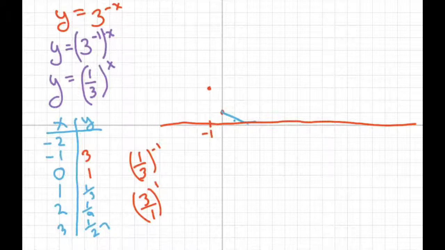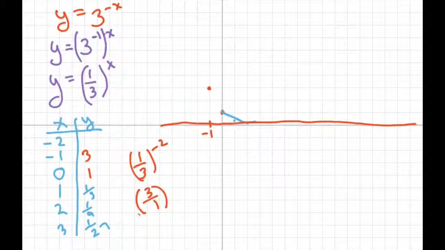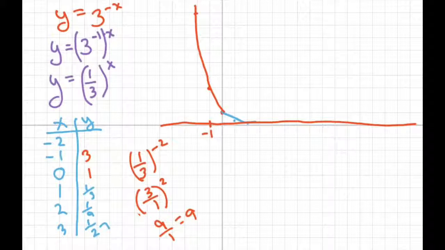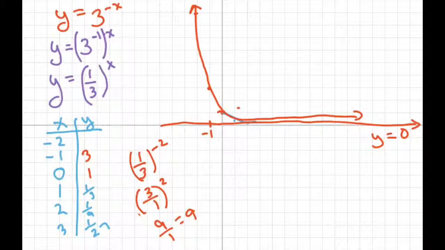And let's try negative 2. So you have negative 2. So I'll put a negative 2 here. So what you do is just switch this around and take away the negative. So put 3 over 1. And then put the 2. So that's going to be 9 over 1, which is just 9. So negative 2 goes to 9, which is way up here. And then it just graphs like this and goes this way. Okay? And it gets closer and closer to this y equals 0 horizontal asymptote.